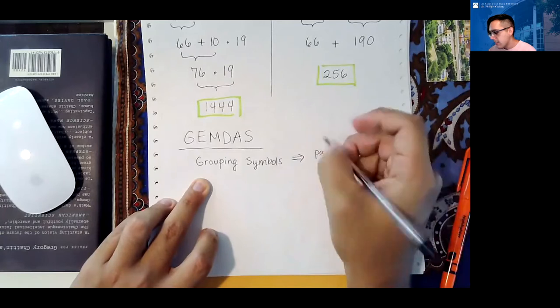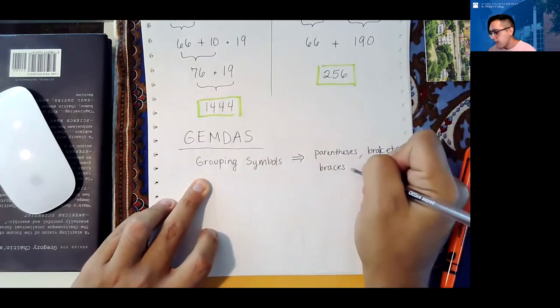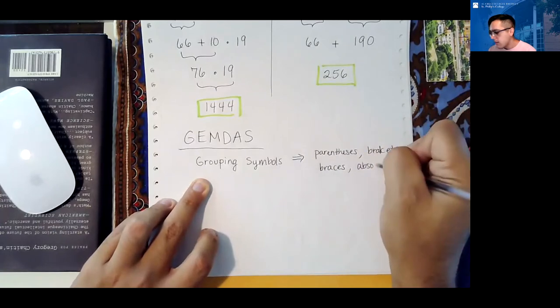It's okay. Braces are another kind of grouping symbol. We'll talk about absolute value bars.